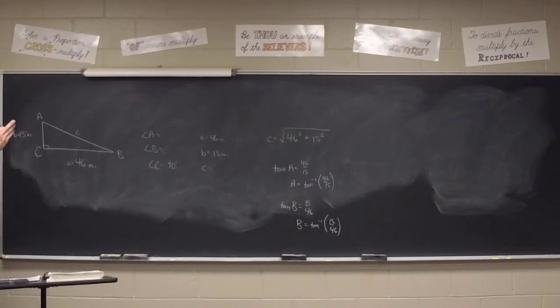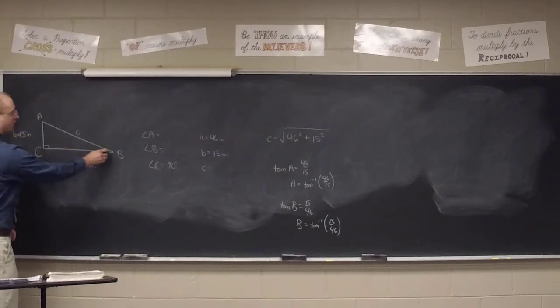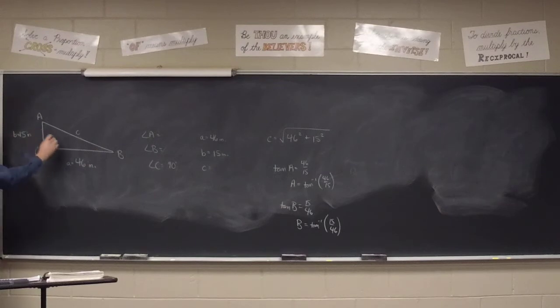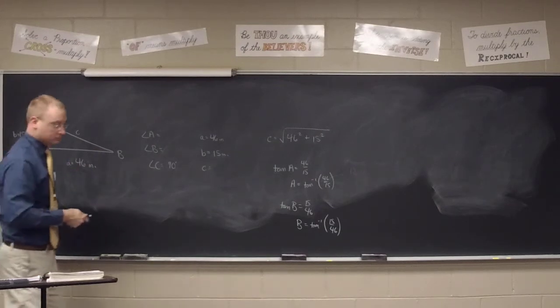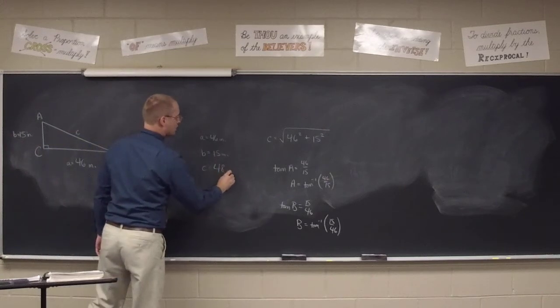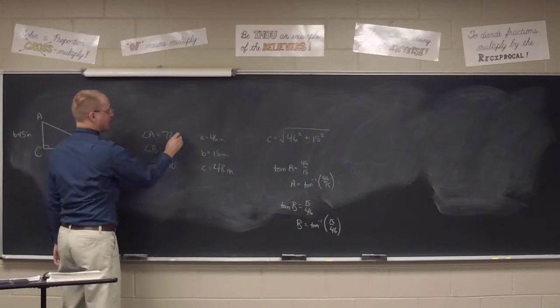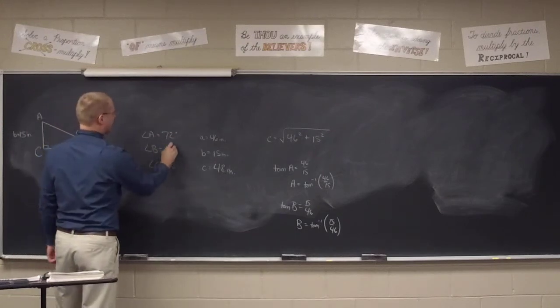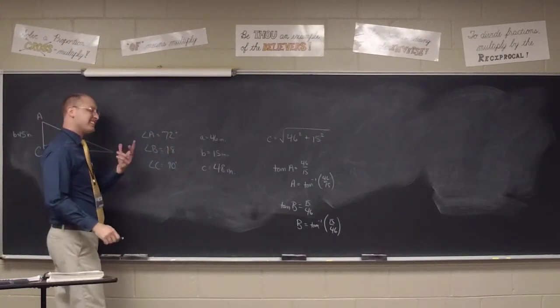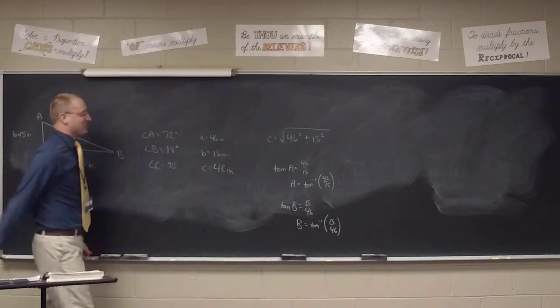So how you solve for C, of course, Pythagorean Theorem. How you solve for A, you're going to end up taking the arctangent of opposite over adjacent. And for B, you're going to end up taking the arctangent of opposite over adjacent. You should have found side C to be 48 inches. Angle A should be 72 degrees, and then 18 degrees for B.